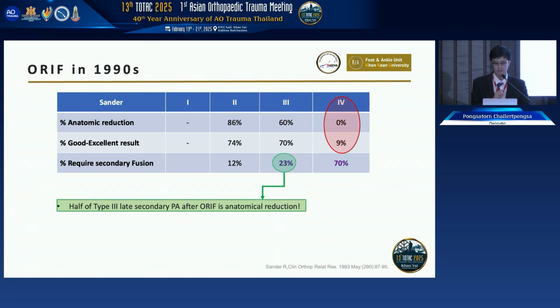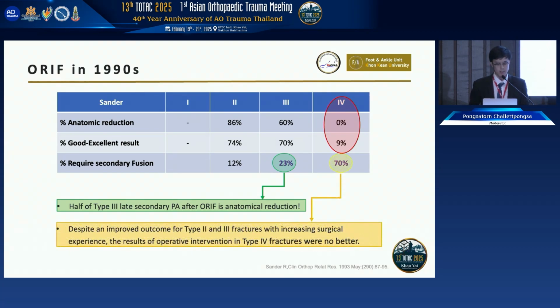One interesting finding, when you look at this paper, is that half of the Sanders type 4 patients who later underwent fusion had no joint stepping after the first ORIF. Moreover, although your surgical experience is increasing, for type 4 calcaneal fractures, fixation is still not improved.